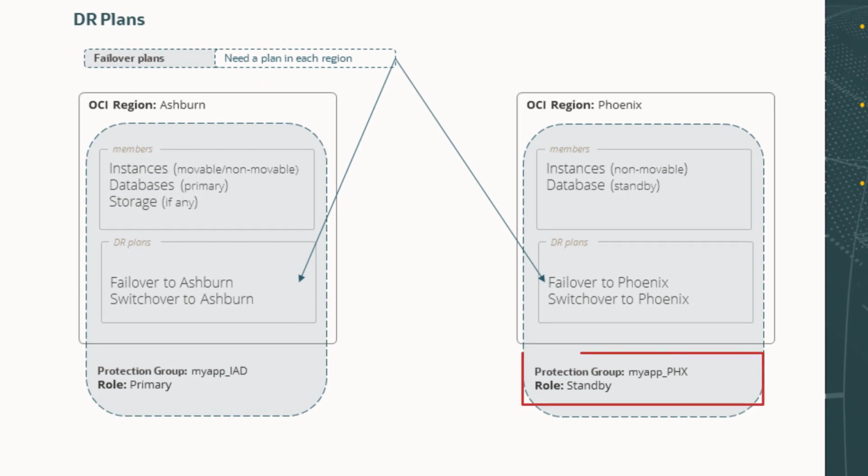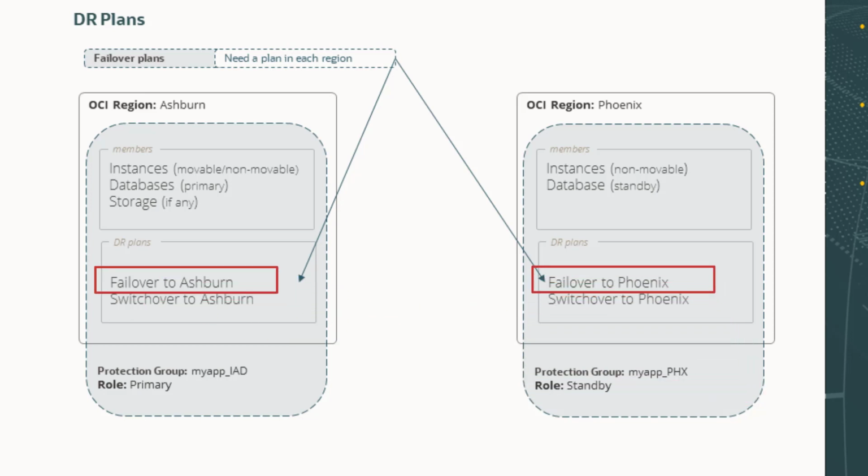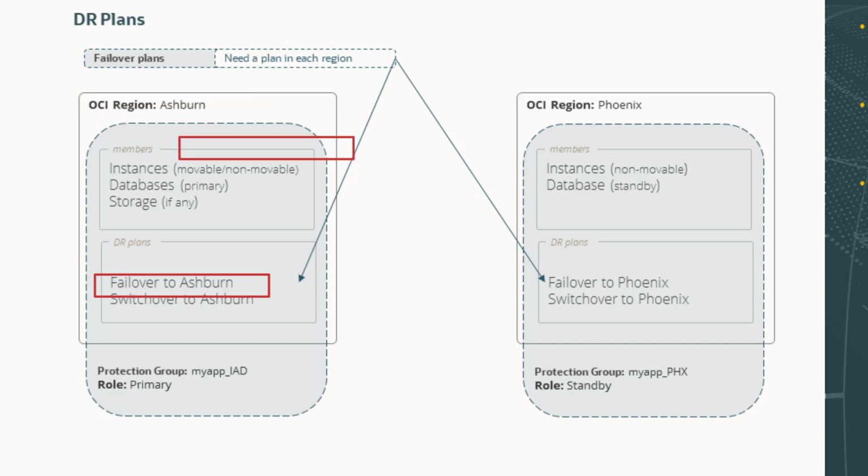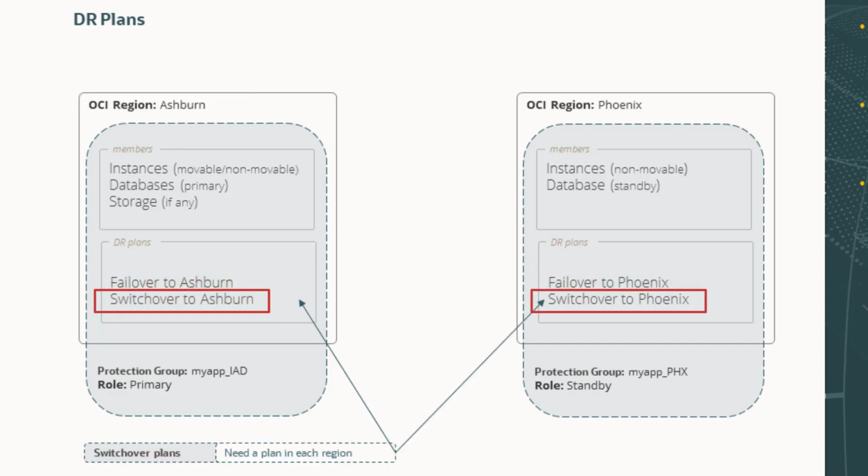DR plans are always created, modified, and executed from the standby DR protection group. Notice the names of the failover plans. If Phoenix is the standby region, then you will execute the failover plan from Phoenix to get things running in Phoenix. FullStackDR will automatically change the roles of the DRPGs as part of a failover, so Ashburn will automatically become the standby region. Whenever you're ready to switch everything back to Ashburn, you will execute the failover plan from the Ashburn DR protection group.